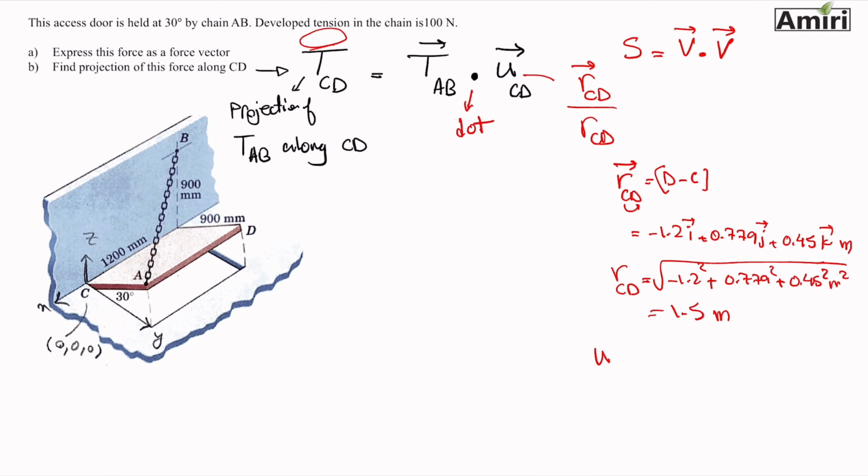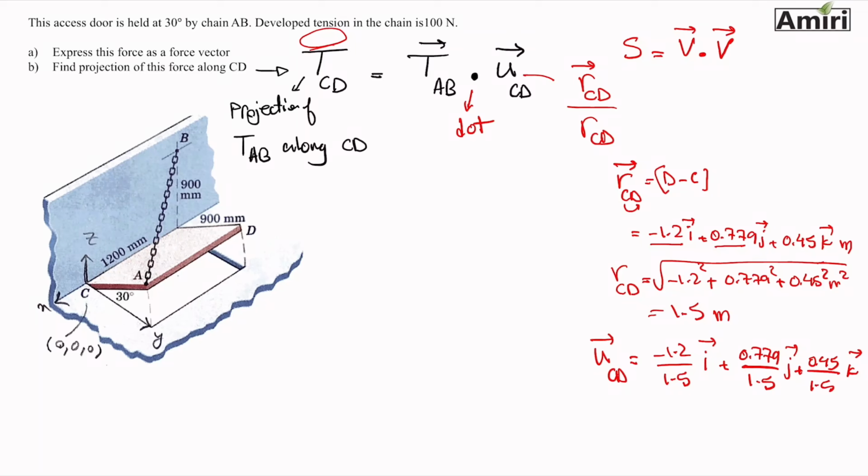So the unit vector of CD is just I divided by 1.5, J divided by 1.5, and K divided by 1.5. So 1.2 over 1.5 I, 779 divided by 1.5 J, 45 divided by 1.5, and that is K. Alright, dot product.